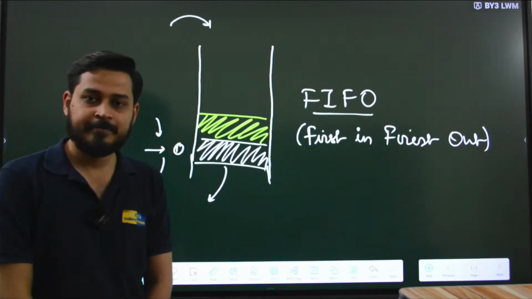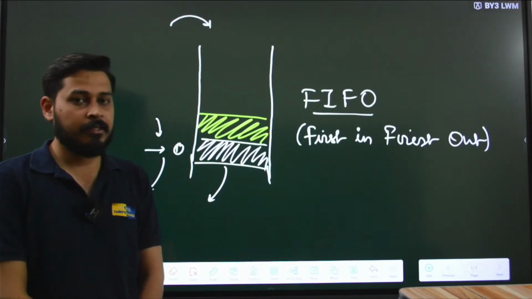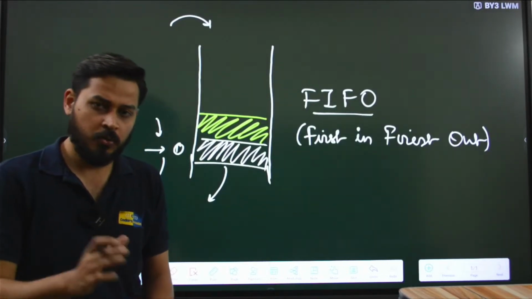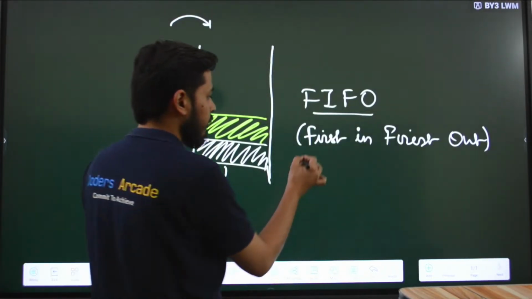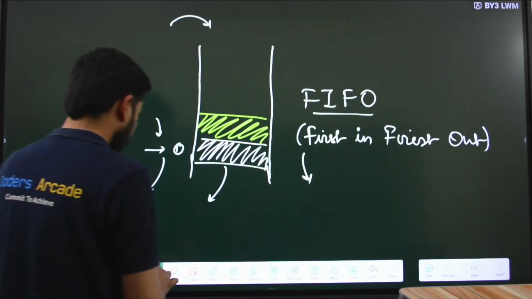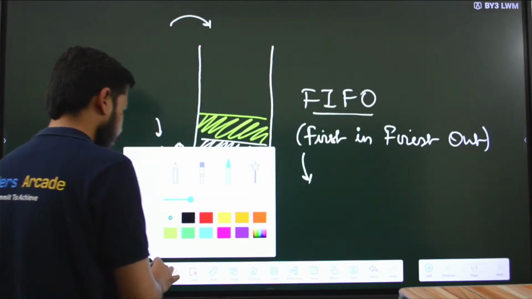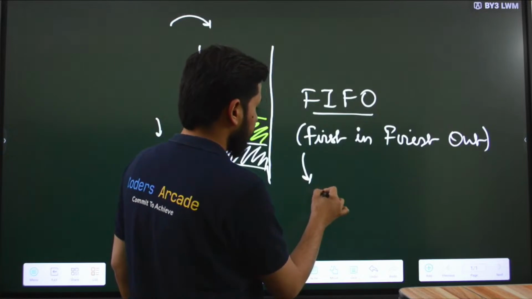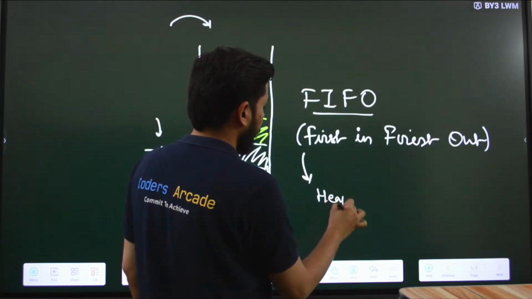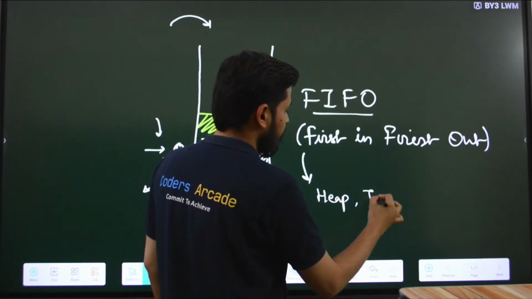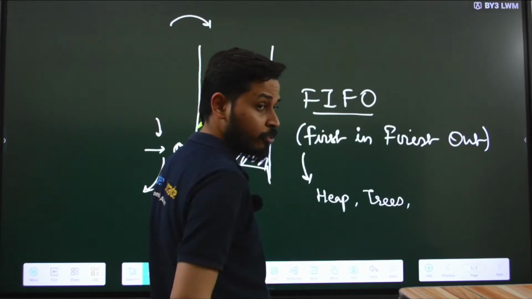Got my point? This is a very important data structure. Why so? Later on, this data structure is used very popularly in some other advanced data structures, for example heaps, or trees, or graphs.